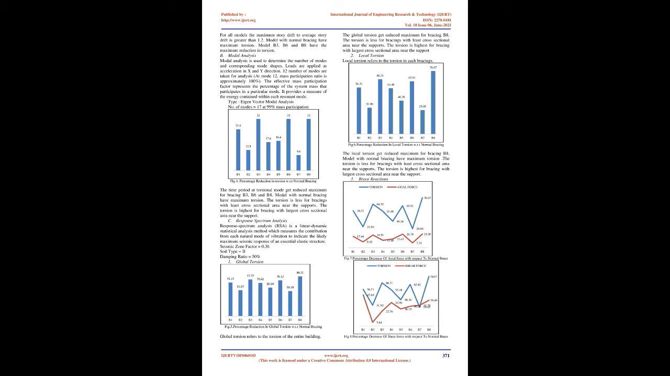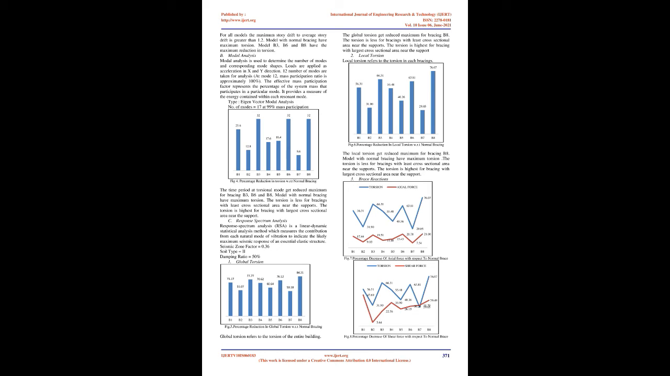The time period at torsional mode get reduced maximum for bracing B3, B6 and B8. Model with normal bracing have maximum torsion. The torsion is less for bracings with least cross-sectional area near the supports. The torsion is highest for bracing with largest cross-sectional area near the support.